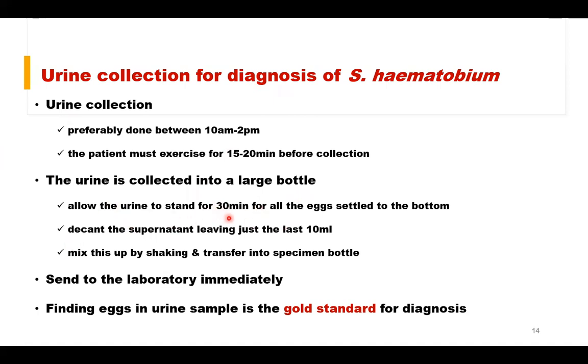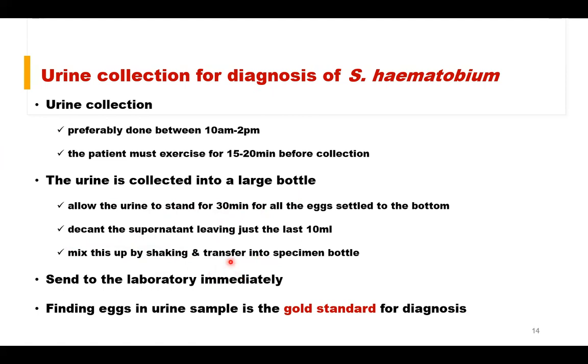Allow the urine to stand for 30 minutes so the eggs can settle to the bottom. Then you remove the supernatant, that's what is on top. You mix up whatever is left after you remove the supernatant, and then you transfer it into the specimen bottle and send it to the lab immediately.